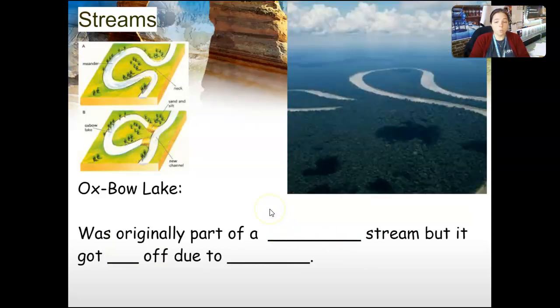All right, well, in some of the pictures you saw, you had a stream going, and then you had this little lake right next to it. Looks like it could have been a part of it. At one point in time it was. These are called oxbow lakes. It was originally part of a meandering stream, but it got cut off due to the deposition and erosion.